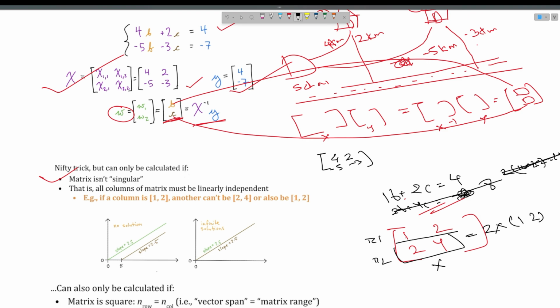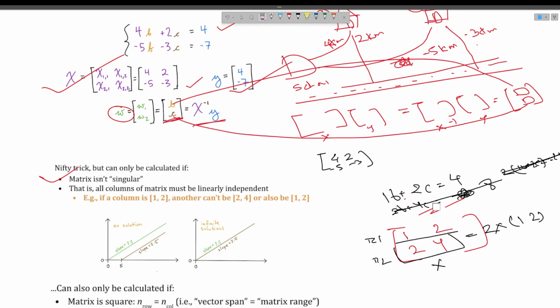When we have a matrix with brackets 1 2 and 2 4, you can see this row can be achieved through the multiplication of 2 with this row, or whatever it is multiplied with. Then it is basically singular. Then it is singular, right?